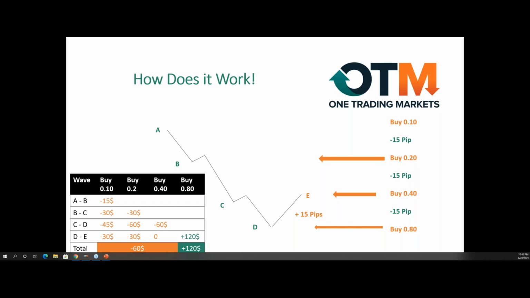Yes, you keep losing and doubling, and then the minute the market rebounds, you can see here the profit of the last trade will offset all of the losses and it will give you more profits.